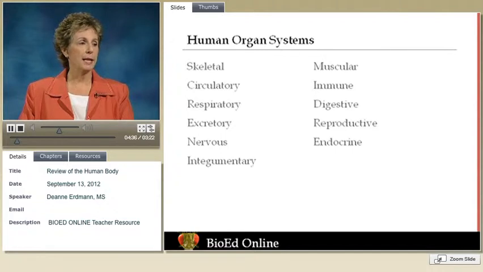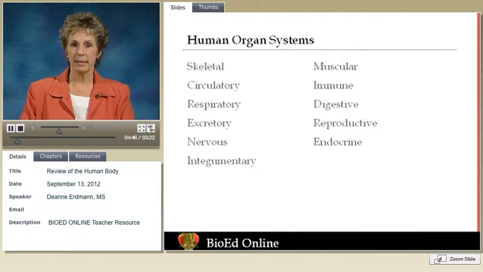I think you'll find that most students are going to do pretty well with most of these until you get down towards the end, and a lot of them have difficulty really knowing what the endocrine system is and what the integumentary system is. But for the most part, I think they can do pretty well with a starting place on these systems.